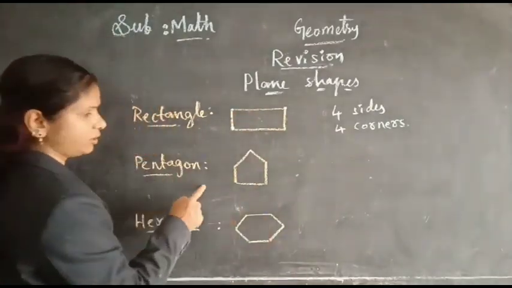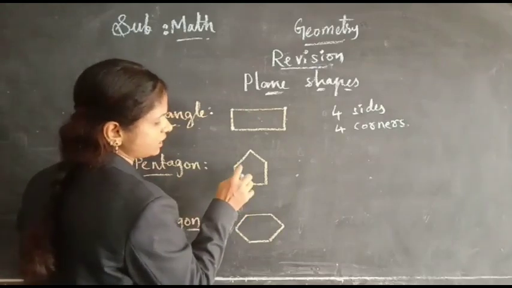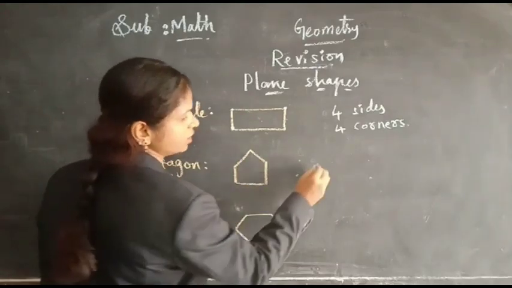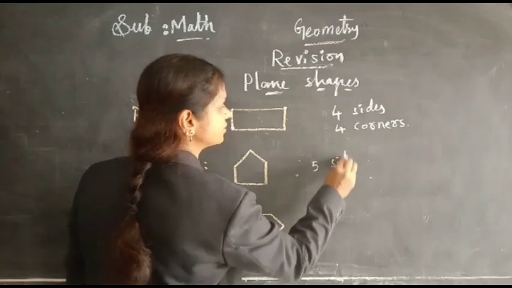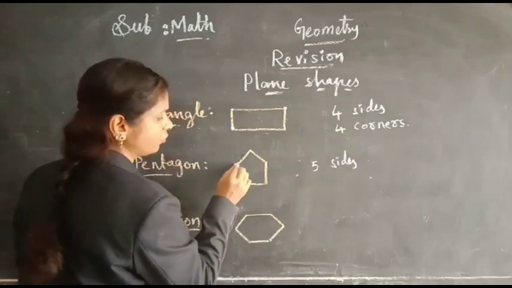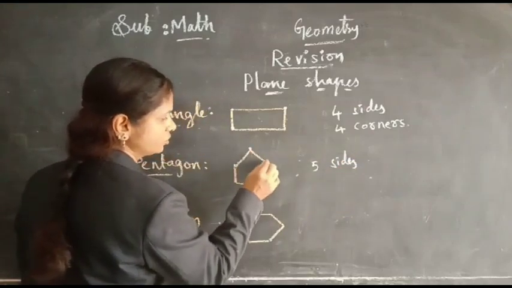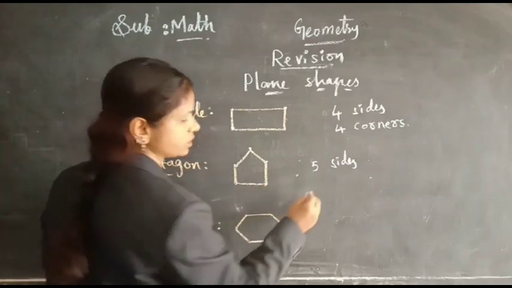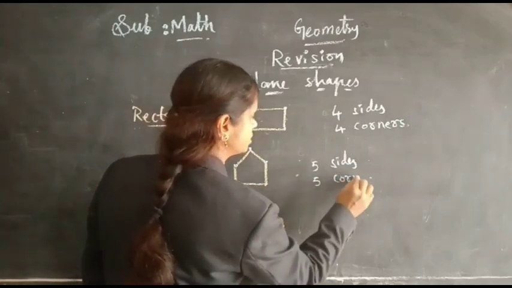And coming to the pentagon. Pentagon means, let's count the sides. 1, 2, 3, 4, 5. So it has 5 sides. And count vertices. 1, 2, 3, 4, 5. Corners. So it has 5 corners.